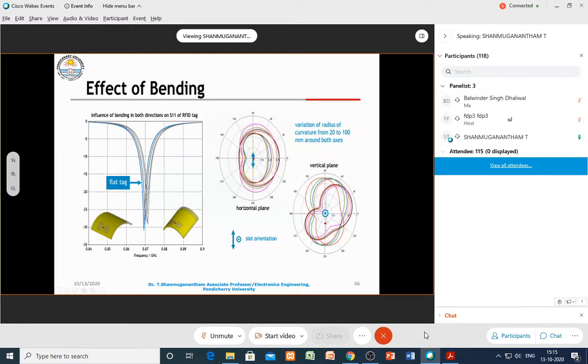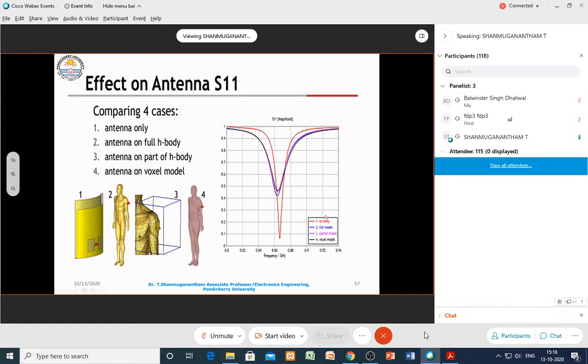And so this is the effect of bending. When it is a flat tag, this is the S11, and when it was bent, these analyses were done for the radiation characteristics as well, particularly for the E plane and H plane. Another thing is the effect on S11 for four comparisons. Initially antenna only, then antenna with the full human model, antenna with part of the human model, and antenna with the voxel model. For these four cases analyzed, this is the comparison of S11. For the antenna only, it gets a narrow bandwidth, and in another case somewhat wider bandwidth compared to that, but the loss is somewhat less.